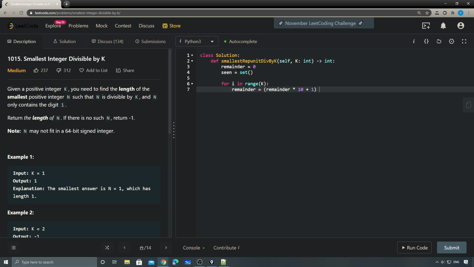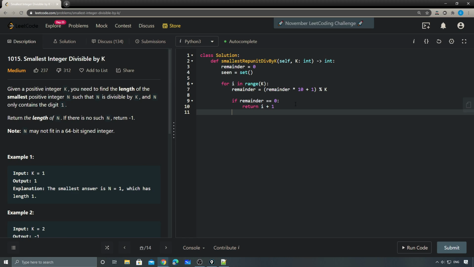And then we do a divided by k. Since we use the remainder to represent the n here, every time we will be updating the remainder by multiplying by 10, plus 1, and dividing by k, right? So a few things. If the remainder is equal to 0, of course we simply return i. I think I need to return i plus 1, because i is 0-based and the length is 1-based. Or we can do 1 to k plus 1, but since I already used i here, I'm going to stick with it.